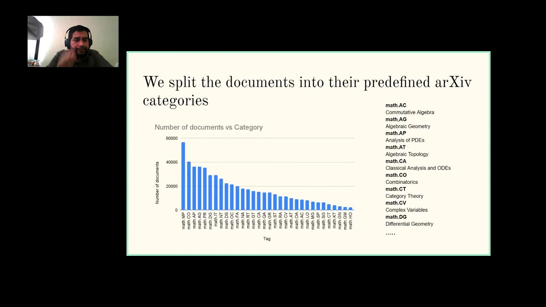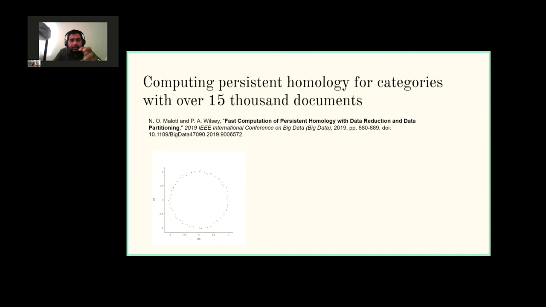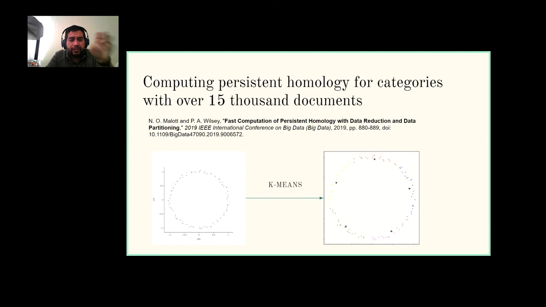Because of computational power, it's really hard to compute persistent homology when you have more than 50,000 points, 50,000 documents. So we decided to use this idea from Wisely and Mallott: if you want to, you need to reduce the data first and then compute the persistent homology. One way to reduce it is using a clustering algorithm called k-means. In this example, I took the circle from the left and used the k-means algorithm for 5 points, and I get 5 points representing the whole set of documents.